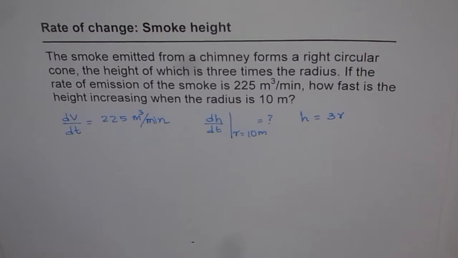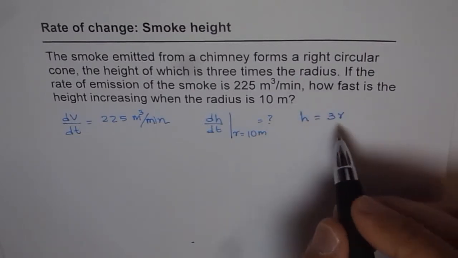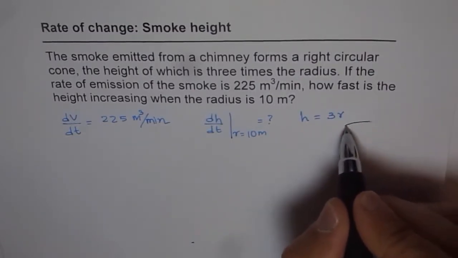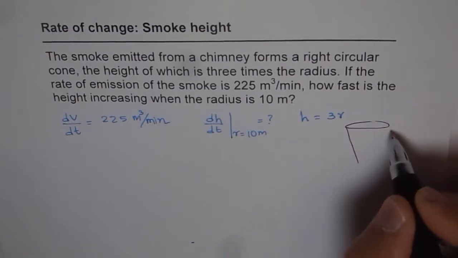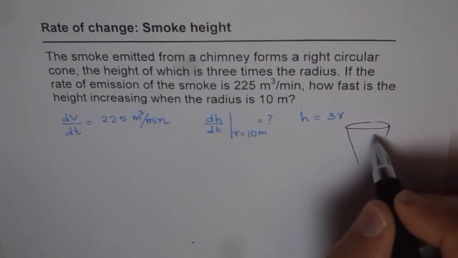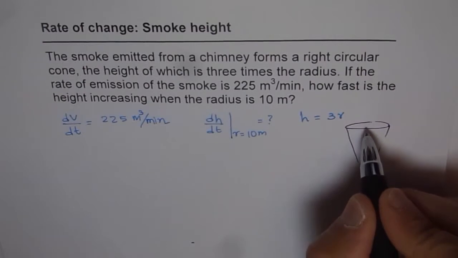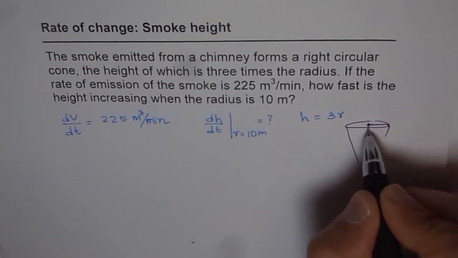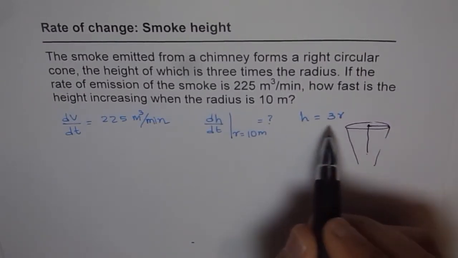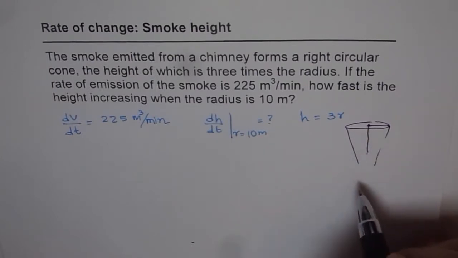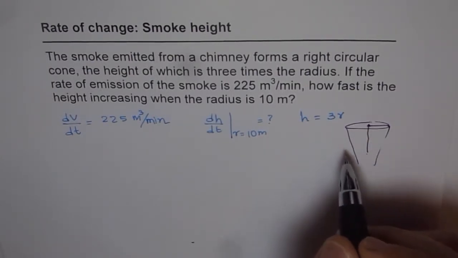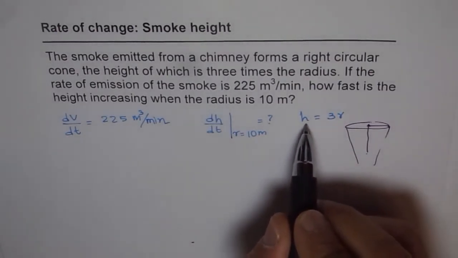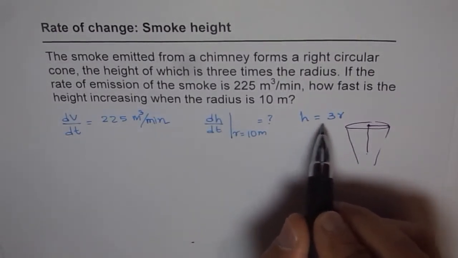And here in the question we are talking about a circular cone. So that means the smoke is coming something like this, in this fashion, right? So that is a circular cone, where the radius and the height are related. Height is 3 times the radius. Fortunately for us in this particular question, we are already given a relation between height and radius, so we don't have to bother much.